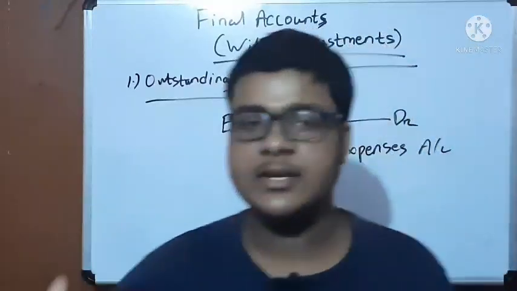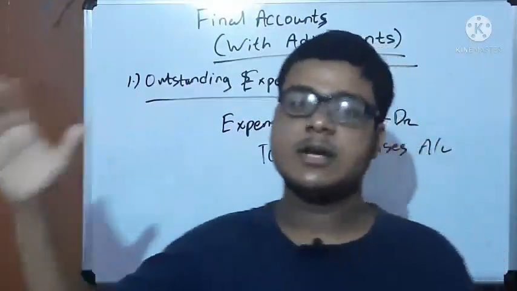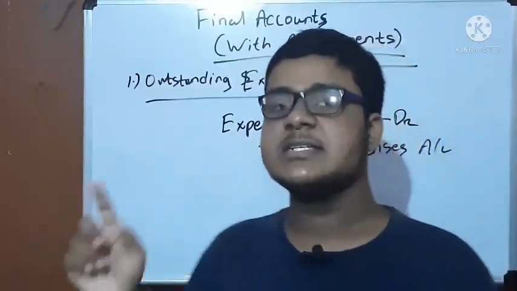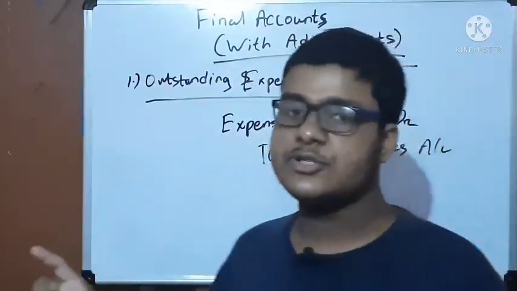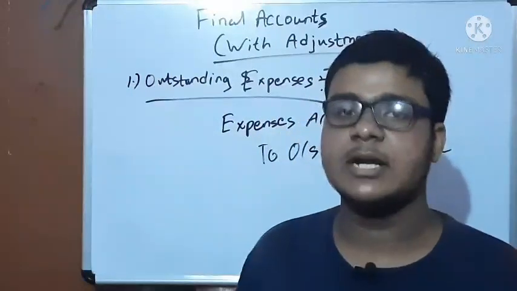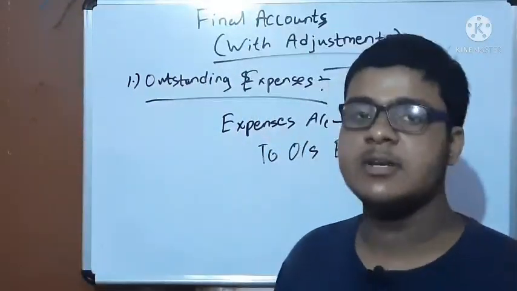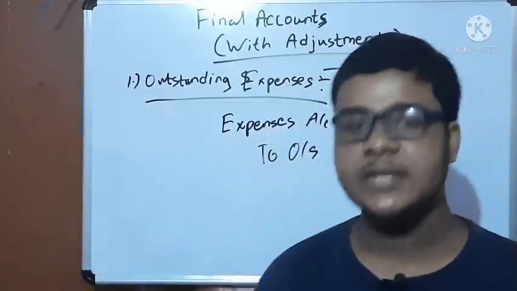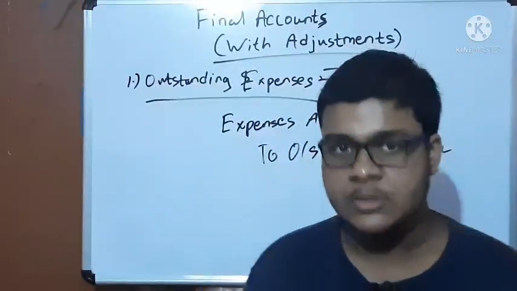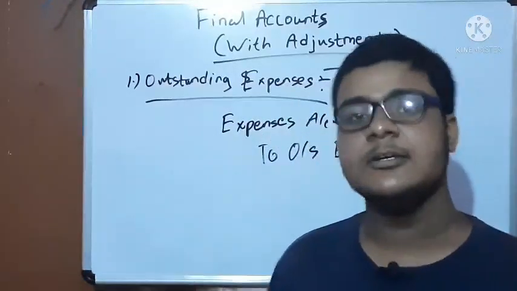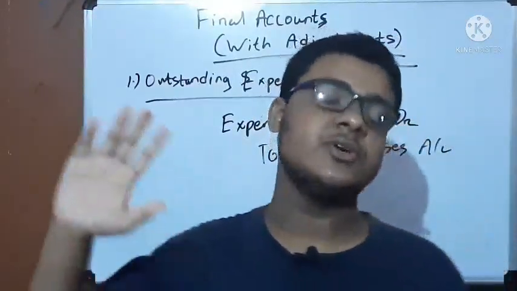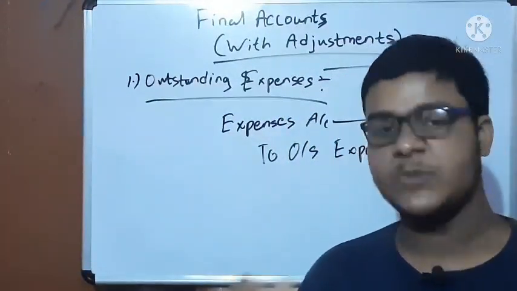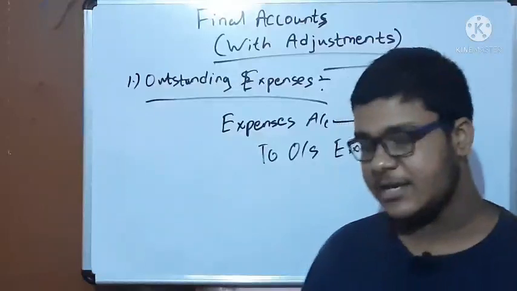If it relates to direct expenses, it is recorded on the debit side of the trading account. If it is related to indirect expenses, it is recorded on the debit side of the profit and loss account, by adding it to the respective expenses. Why it is added, I have already told you. So if it is of direct nature, it is recorded in trading; if it is of indirect nature, it is recorded in the profit and loss account.